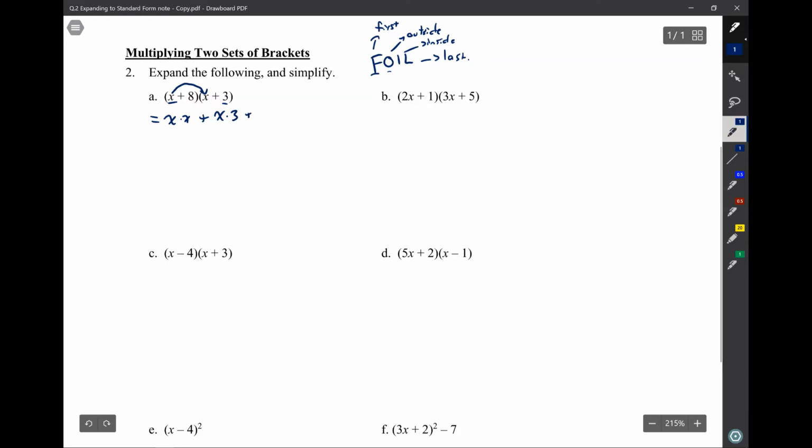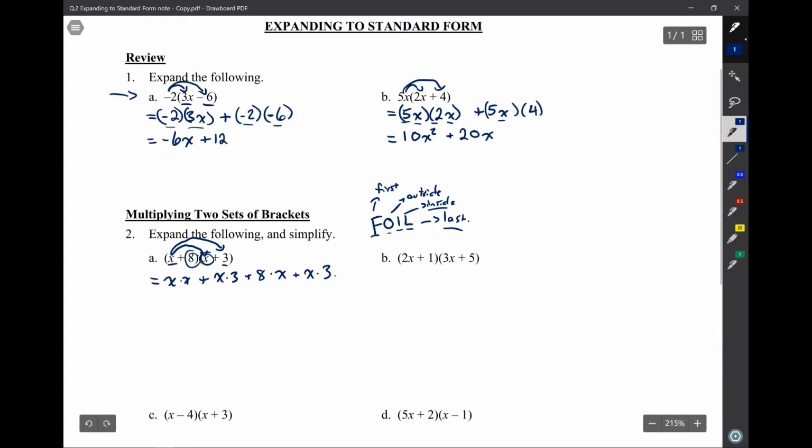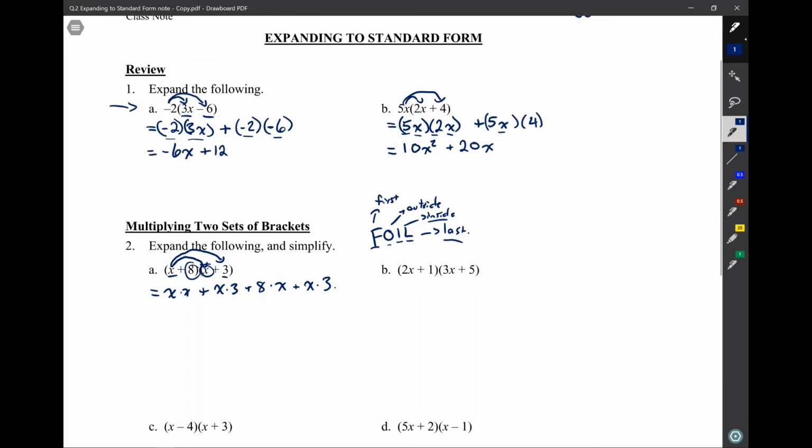Plus, and then I work my inside terms. So 8 and x here, so plus 8 times x. And then I work my last terms, which are x and 3. So plus x times 3. Now I've shown my multiplication in a different way here. Both are acceptable, this way or the first method that we did above when we used our brackets. If you prefer the brackets, by all means, stick with your brackets when you're showing what you're doing here.